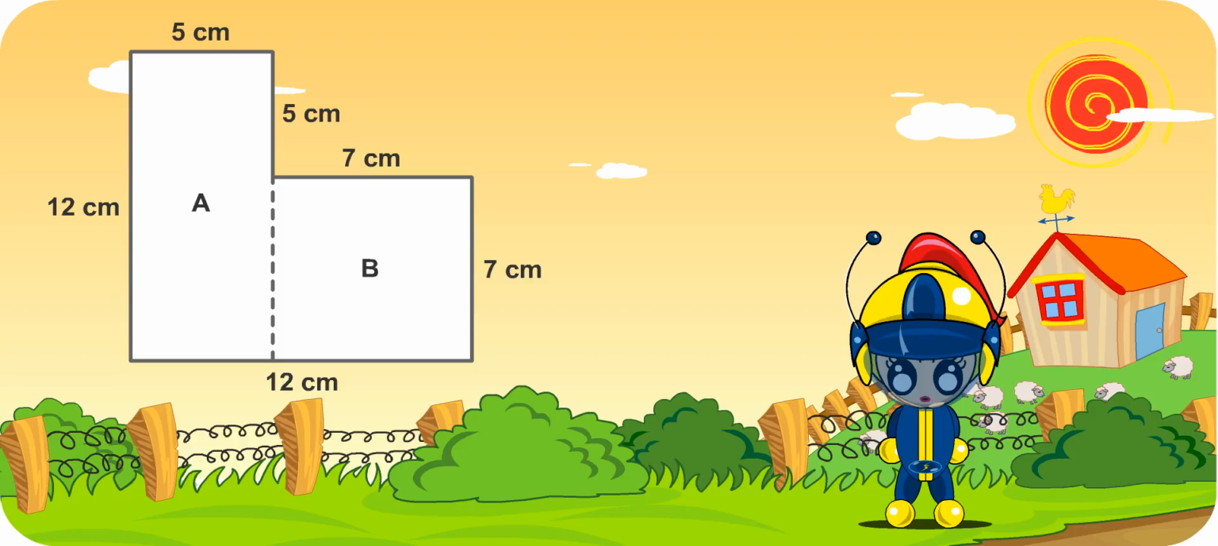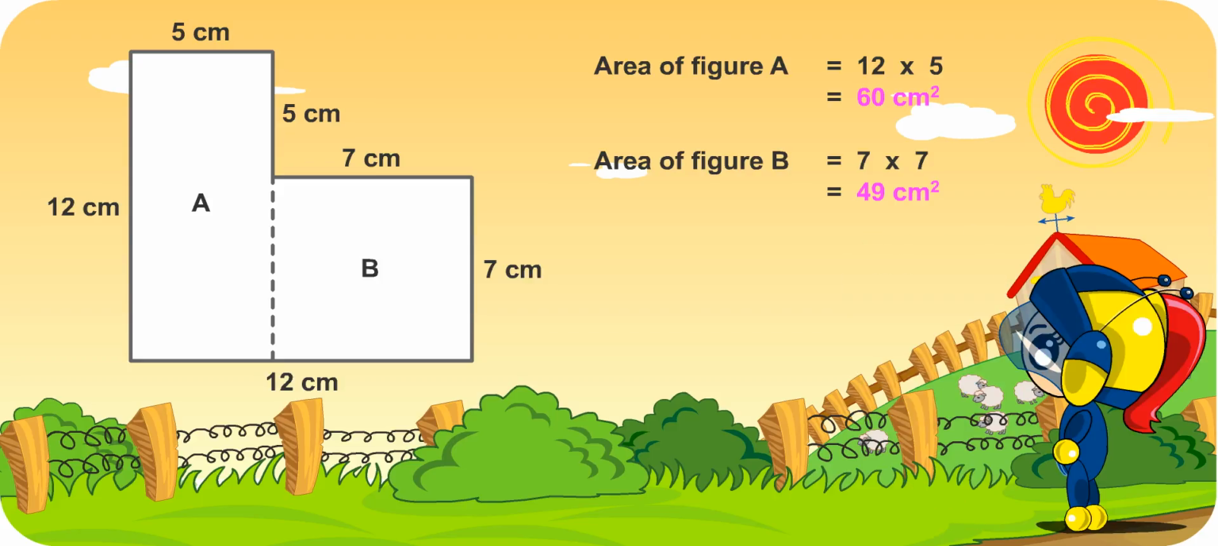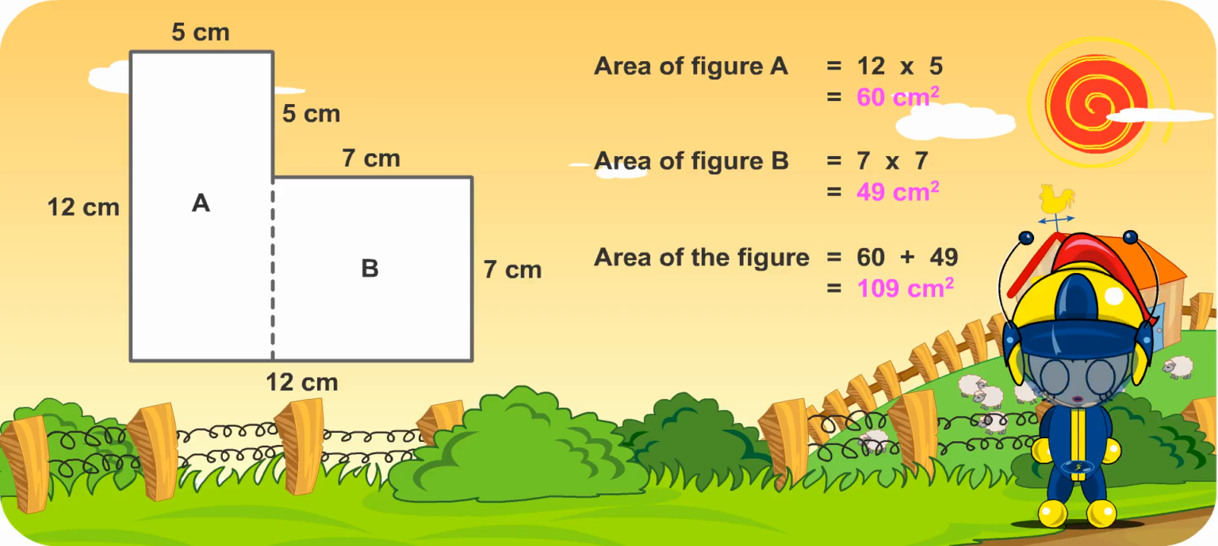Oh yes, teacher! Area of figure A is 12 times 5, which is equal to 60 square centimeters. And the area of figure B is 7 times 7, which is equal to 49 square centimeters. To find the area of the figure, I have to add the area of the rectangle and the area of the square. 60 plus 49, which is equal to 109 square centimeters. Very good. Want to try another question?